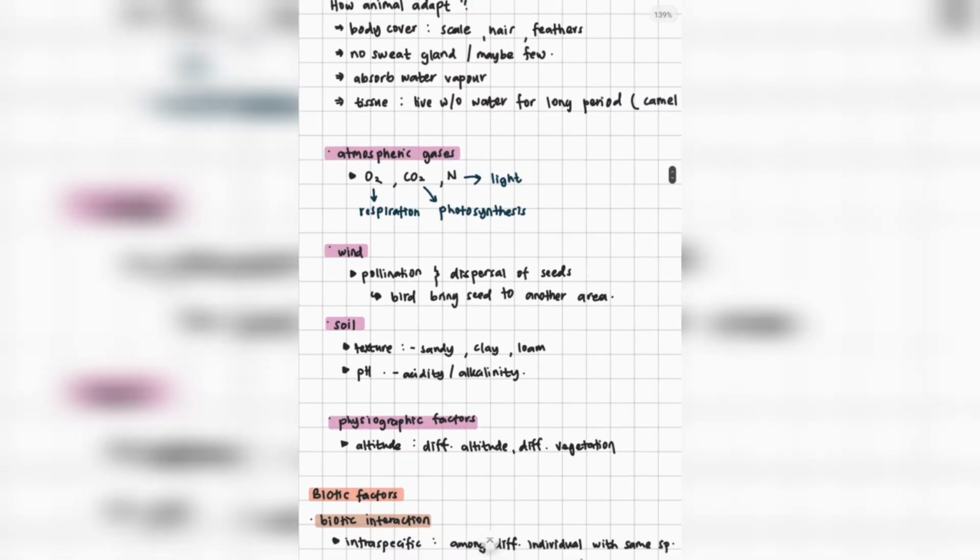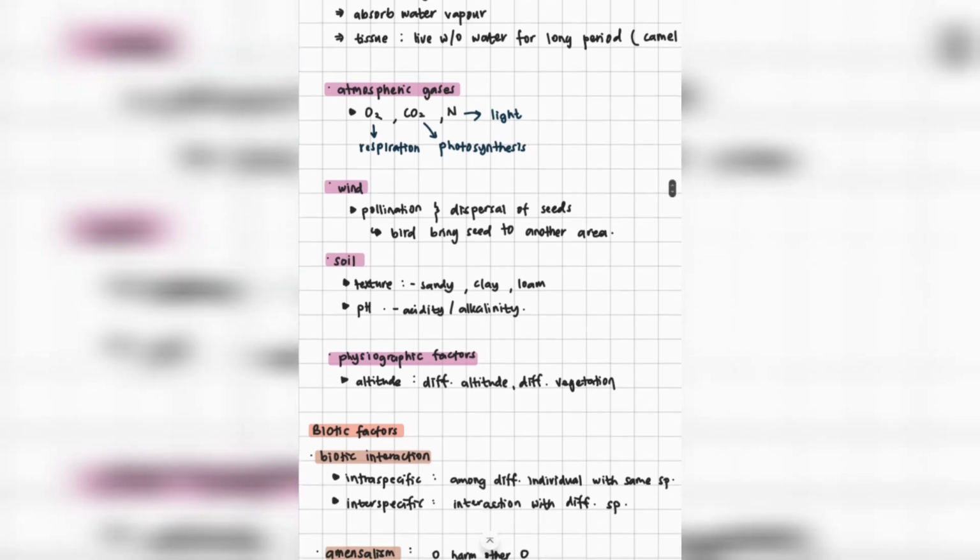How do plants grow through pollination or dispersal of seeds? For example, birds can bring seeds to another area, so there will be a growth of another plant in another area. And also next is soil, the texture.